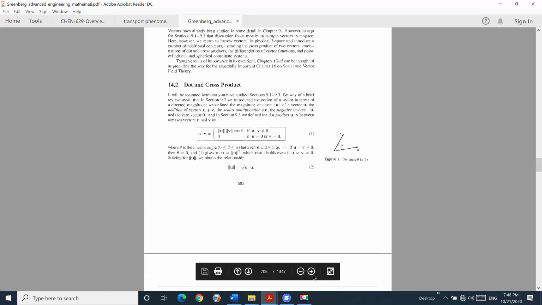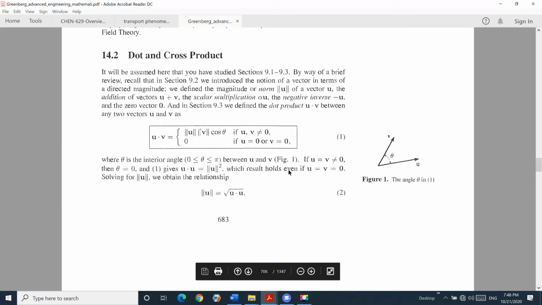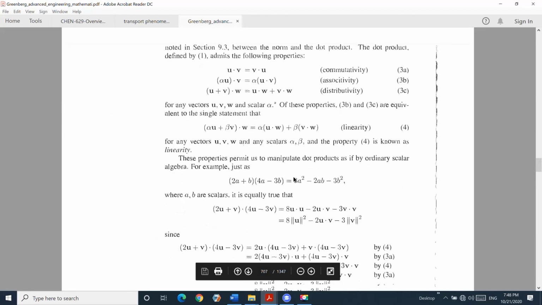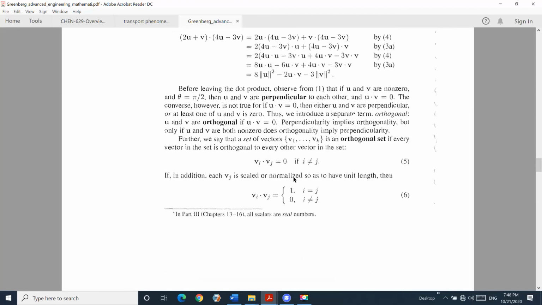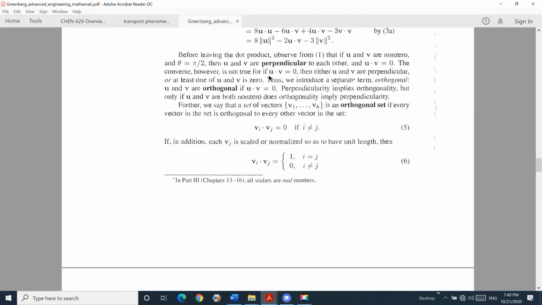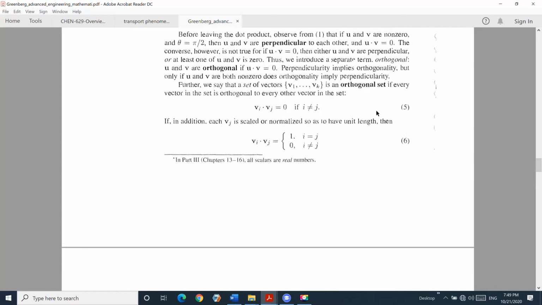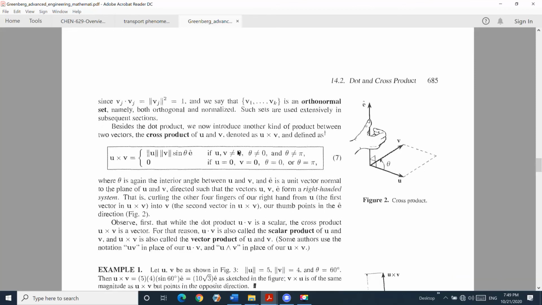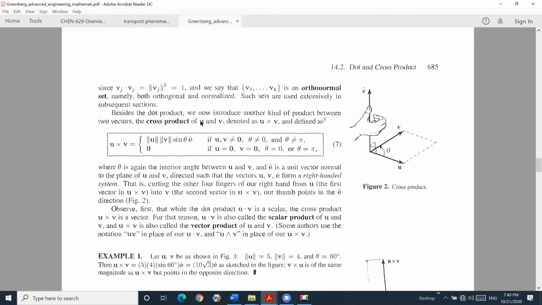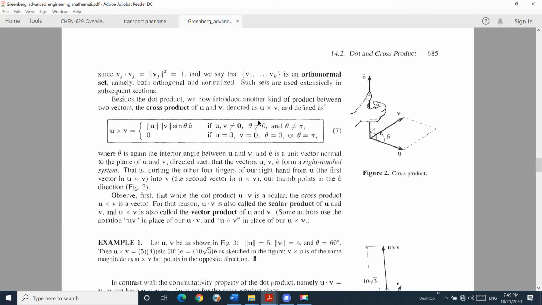The meaning of the dot product we explained before. So we define what are perpendicular and orthogonal sets. We define all this before. And another concept here, the cross product between u and v, we represent by u cross v. So what is the cross product between two vectors? It gives this if u and v are not 0, and gives 0 if u or v is 0.